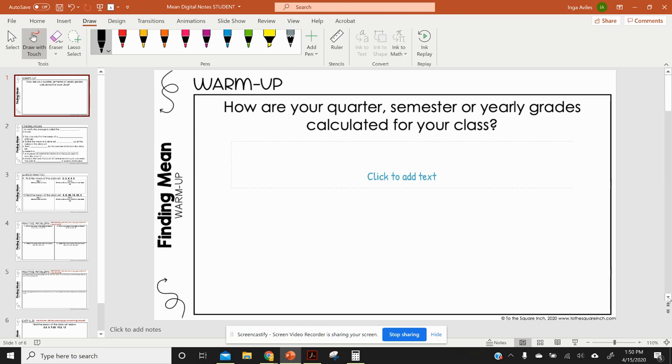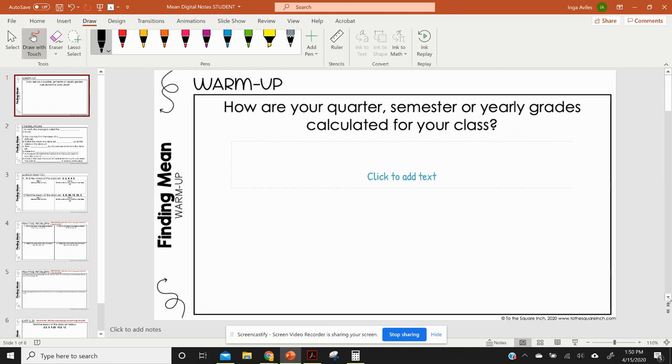Okay, so the first thing that you did or should have already done is the warm-up. And the warm-up says, how are your quarter, semester, or yearly grades calculated for your class? Well, to find out any of your grades, whether quarterly, semesterly, or yearly, all we do is we add your grades and then divide by how many grades we have. So as long as you put something like that, you should be good.